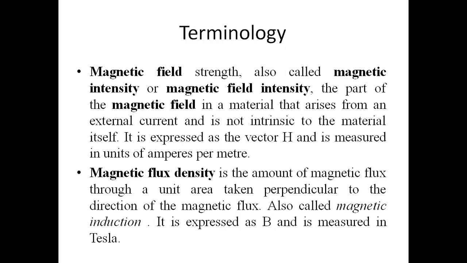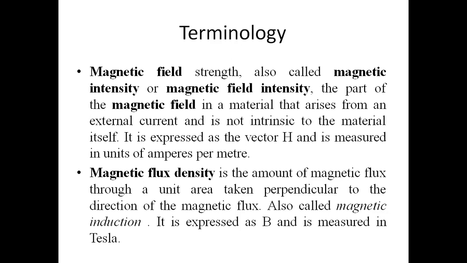The first one is the magnetic field intensity. It is usually denoted by H, and can be named the magnetizing force or the magnetic intensity. That is the part of the magnetic field in a material that arises from an external current, and it is not intrinsic to the material itself. It is expressed as a vector H, and it is measured in units of amperes per meter.